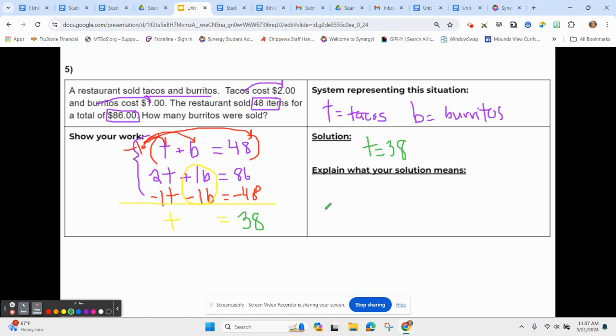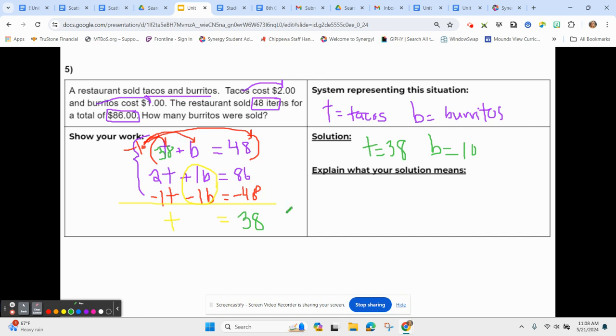But if I know that the tacos are 38, I'm going to come back up here and I could use any one of these equations, but t is 38, so I think I'm going to plant a 38 right here where the t is. So 38 plus what gives me 48? Well, I can tell that the number of burritos has to be 10 because 38 plus 10 gives me my 48. I just went 48 minus 38. So the number of burritos must equal 10.